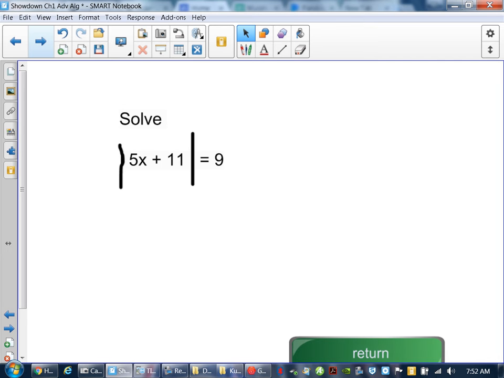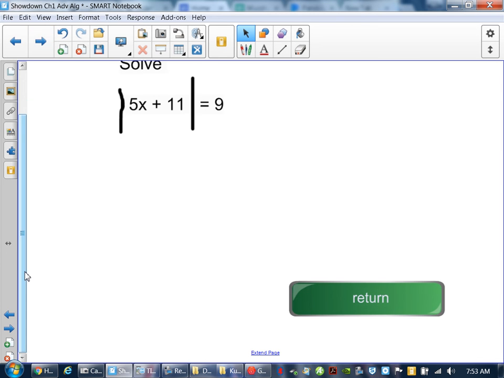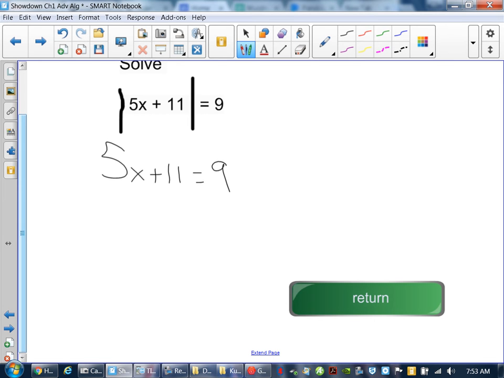So when you're talking about an absolute value equation, what we do is we set up two of them. We have to solve for the positive and solve for the negative. And you probably vaguely remember that. That's what we're talking about in terms of absolute value.